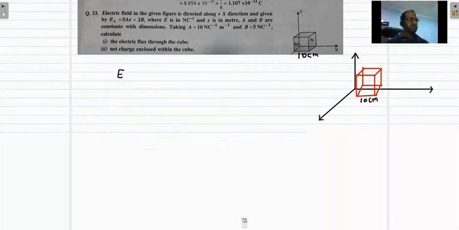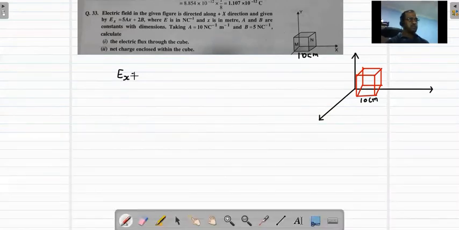The equation is given in the question, Ex equal to. It can be a different equation for a different question. Here the electric field is not a constant. It varies according to the equation 5Ax plus 2B. It means the electric field here is along this x direction, the x-axis. Electric field is acting along the x-axis.